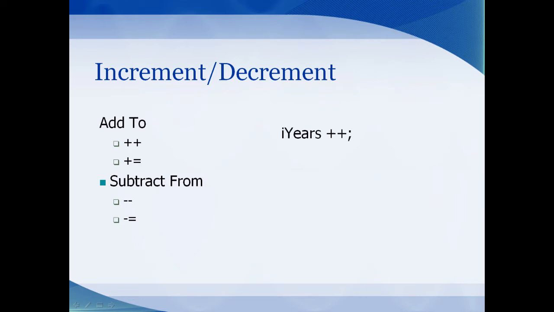Suppose you have a variable iYears, and you do iYears plus plus. The value would now be 1 higher. So if you had 10 years and you did years plus plus, you'd now have 11. The plus equals operator is if you want to add more than 1. So here I can do iYears plus equals 3. Now I have 3 more years instead of 1.